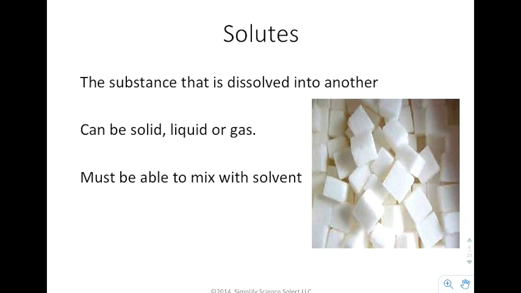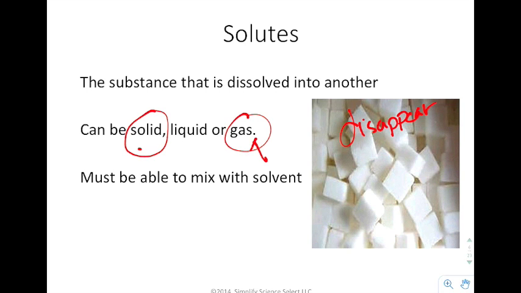The solute is the substance that is dissolved into another. So it is the one that tends to disappear, and that's kind of not a great term for it, but it's the one that actually dissolves in the solvent. So it's the substance. It can be a solid, a liquid, or a gas. For the most part, we're going to study the ones that tend to be solids or gases.